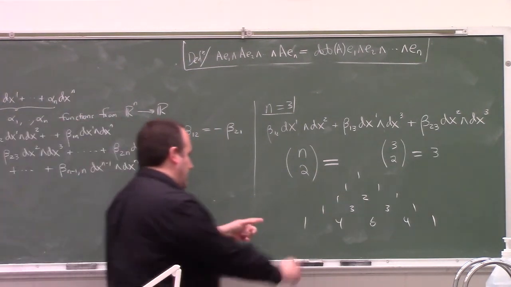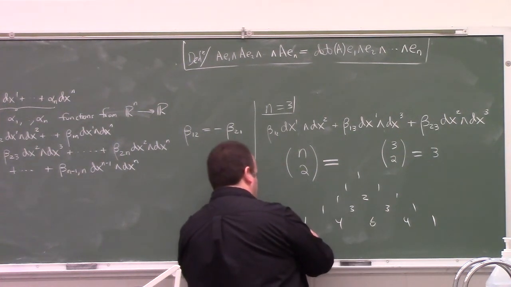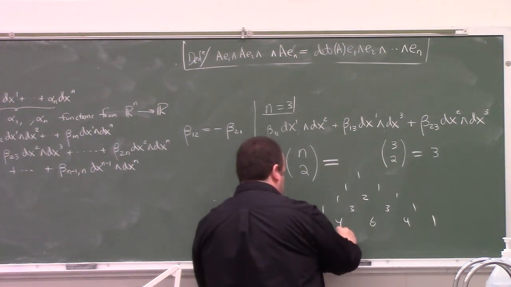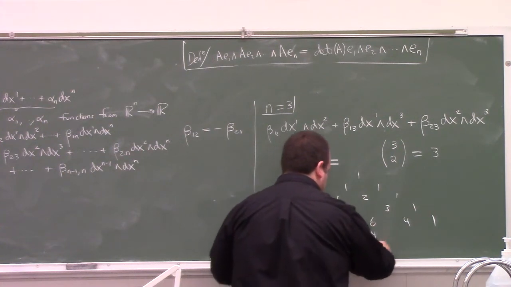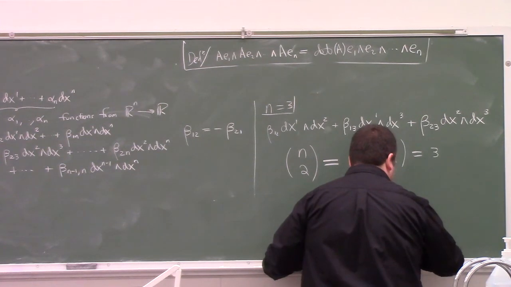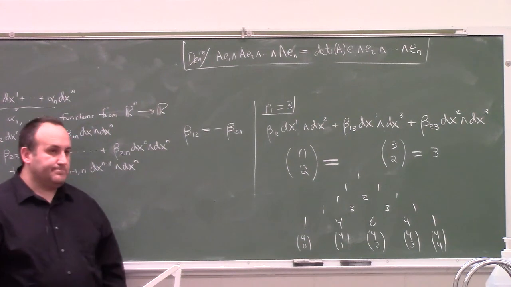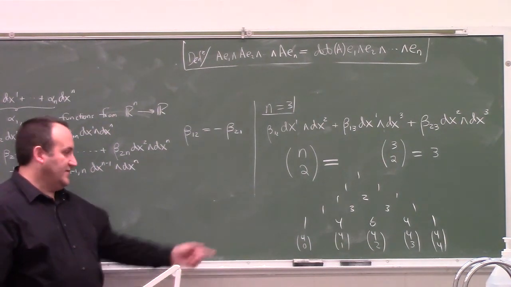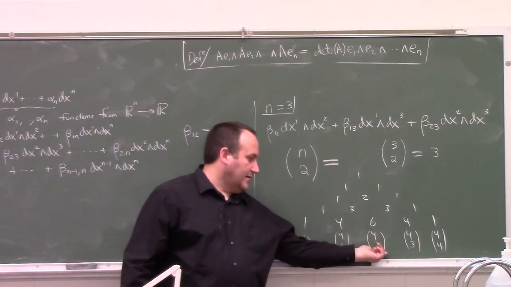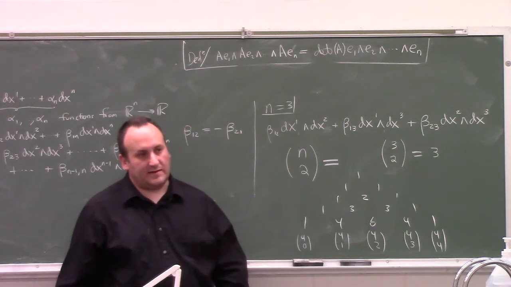Like this is 0, 1, 2, 3, 4. So 4 choose 0 is 1, 4 choose 1 is 4, 4 choose 2 is 6, 4 choose 3 is 4, 4 choose 4 is 1. And that's why in four dimensions there are six linearly independent two forms, because that's how many different ways you can choose two things without repeating.